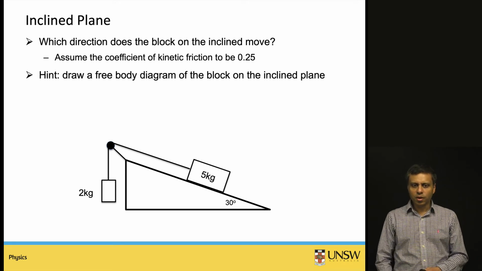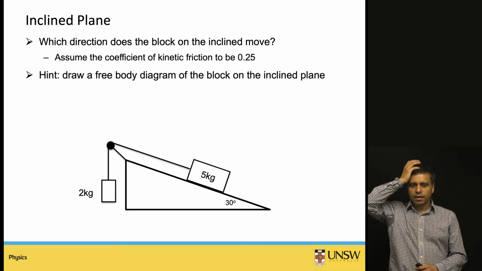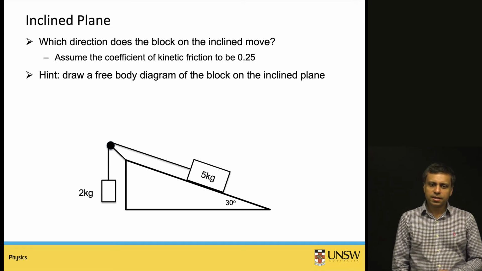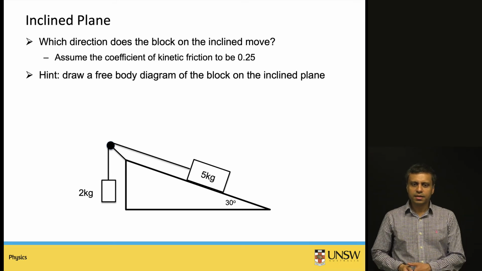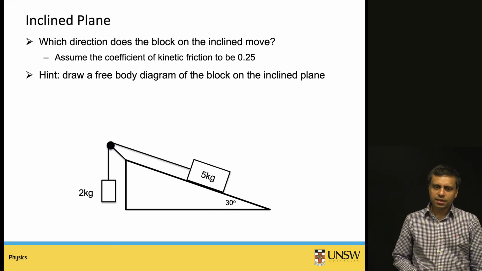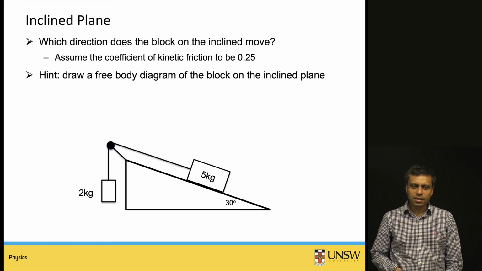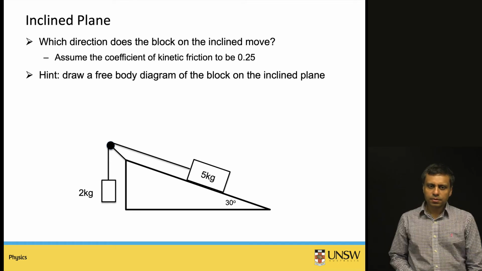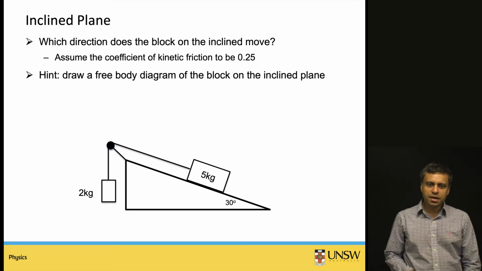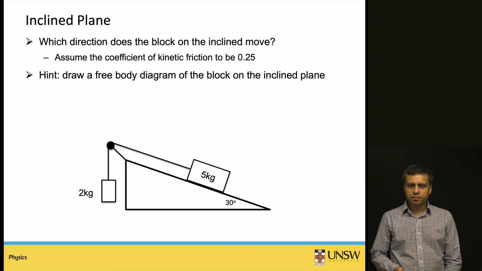And it shows 2 blocks connected by a pulley. One block resides on an inclined plane at 30 degrees to the horizontal. The 2 blocks are connected by a rope through a pulley, and the other block is 2 kg in mass, hanging vertically, as seen in the diagram. The problem tells us that we have to deal with kinetic friction also with a coefficient of 0.25.